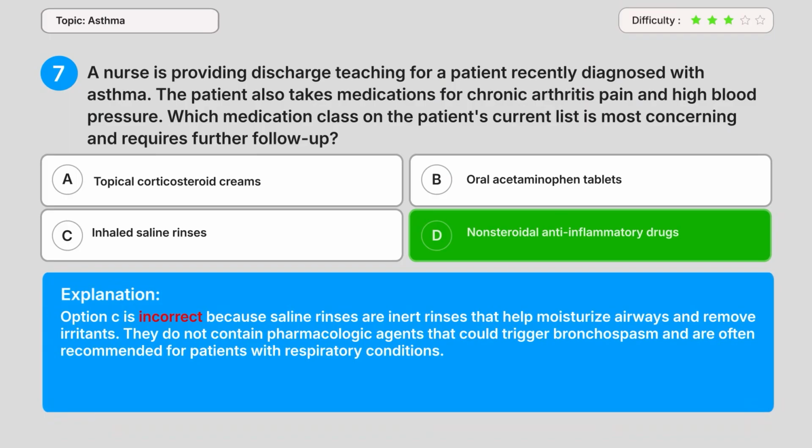Option C is incorrect because saline rinses are inert rinses that help moisturize airways and remove irritants. They do not contain pharmacologic agents that could trigger bronchospasm and are often recommended for patients with respiratory conditions.